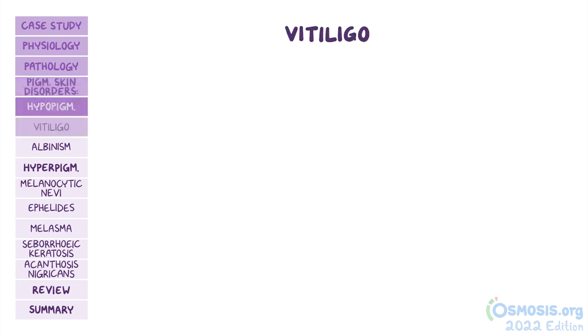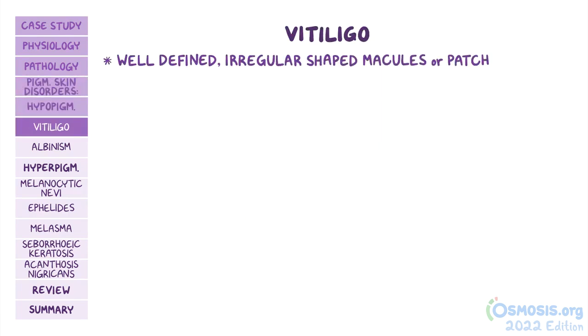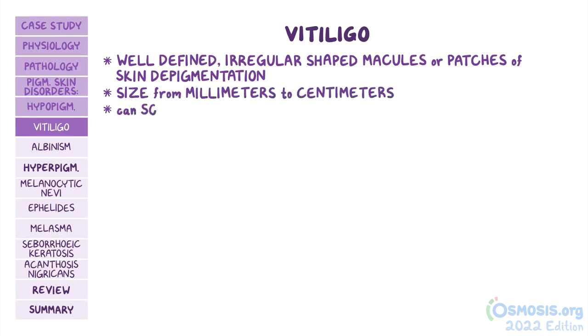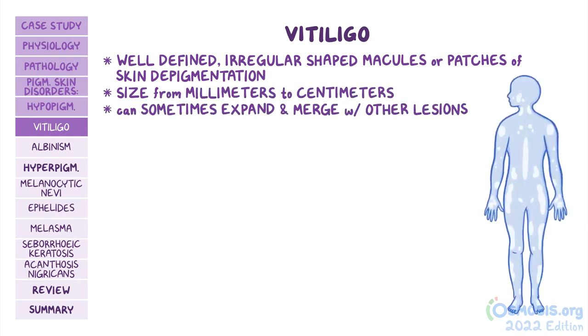One of the most common and well-known disorders is vitiligo, which is characterized by well-defined, irregular-shaped macules or patches of skin depigmentation. Lesions can range in size from millimeters to centimeters, and can sometimes expand and merge with other lesions over time. Vitiligo can affect any area of the body, but the most commonly affected body areas include the face, genitals, and body surfaces subjected to repeated trauma, like the hands, wrist, and extensor forearms.